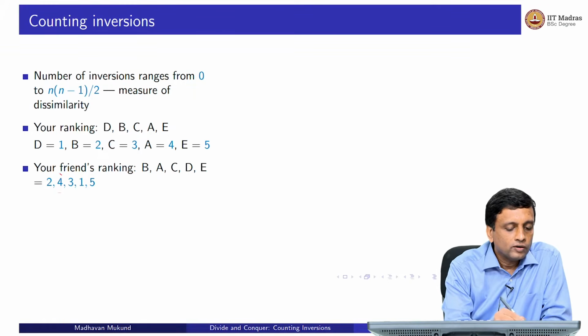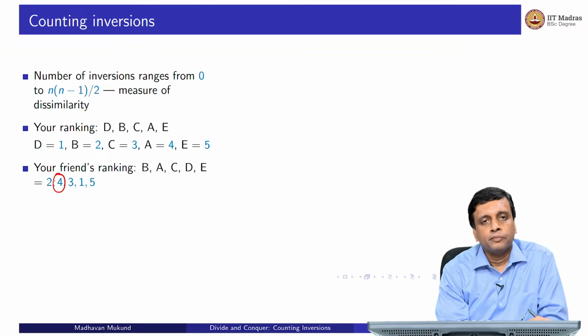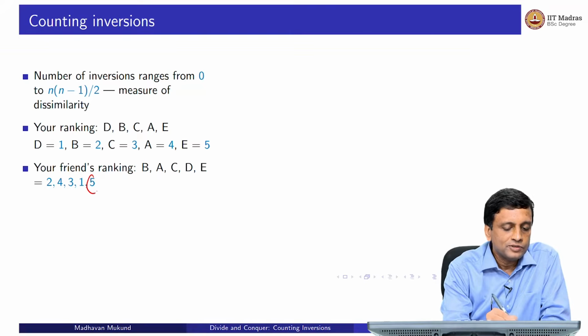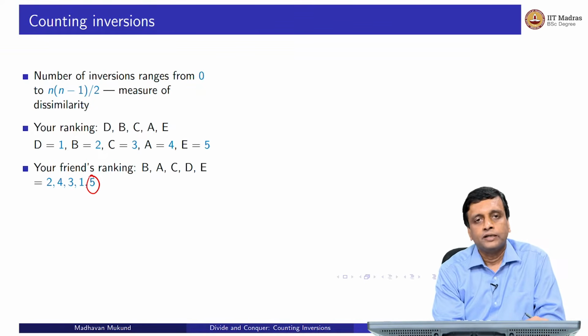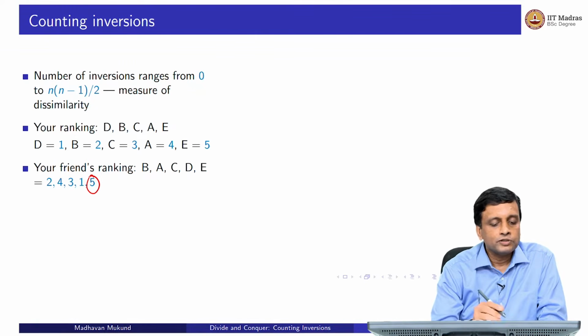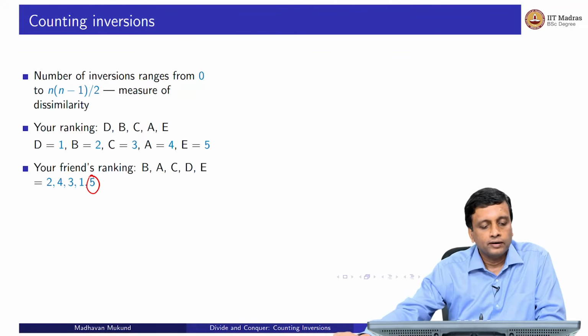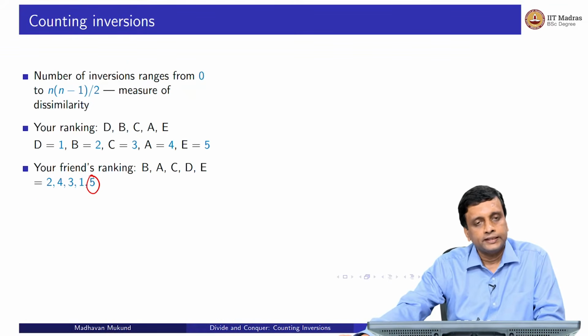What about 4? Well, for 4, the only number before it is 2, which is smaller than 4, so they are in the correct order. And finally for 5, which is the biggest number, everything is before 5, so there are no inversions. So in this, if you remember, we got 3 inversions for 1. We got 1 inversion for 3 and nothing else.